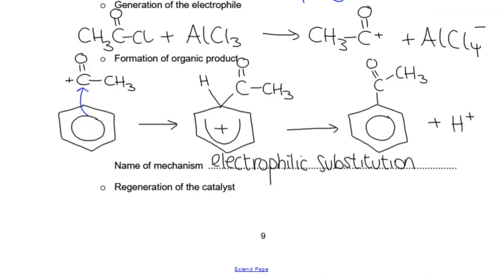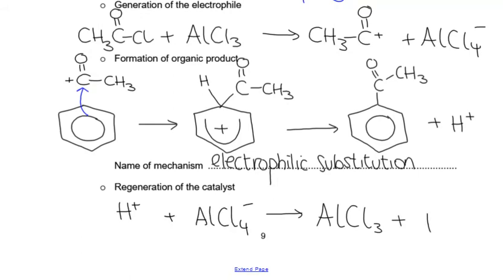And how do we get our catalyst back? Remember our catalyst was AlCl3. How do we get that back? Well, in the first step it had become AlCl4 minus. It reacts with the H plus to give us HCl, which was the other product of our overall equation. So it's our electrophilic substitution mechanism, and I'm missing a curly arrow. Let's put that on. There we go.